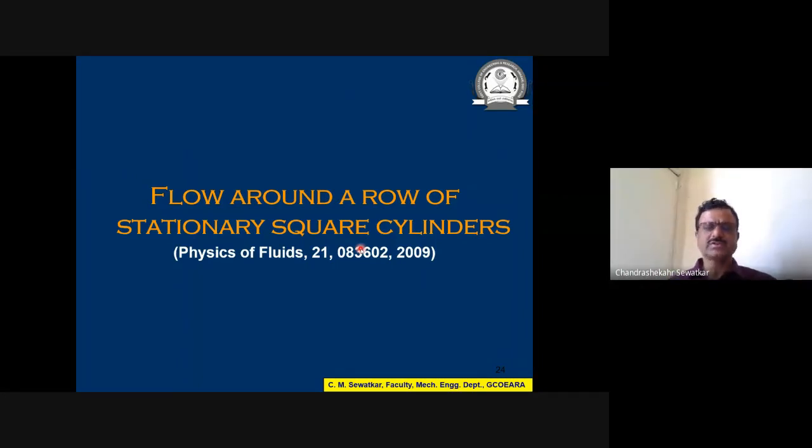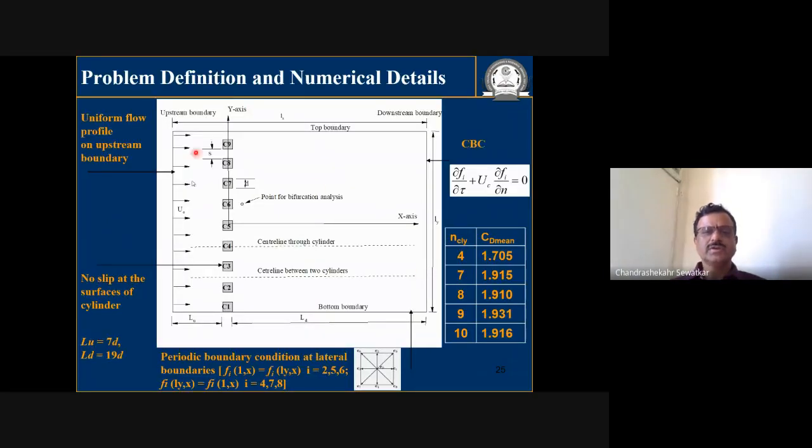Then we started using our own code for different configurations. The first configuration which we dealt with is a flow around a row of stationary square cylinders. This work we published in the journal Physics of Fluids in 2009. So the configuration is something like this. There are a large number of cylinders placed.